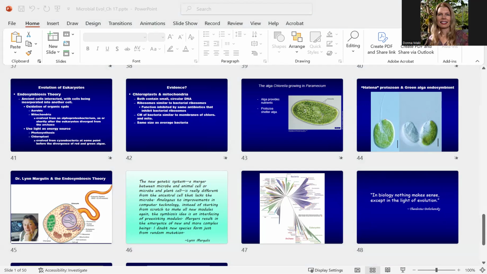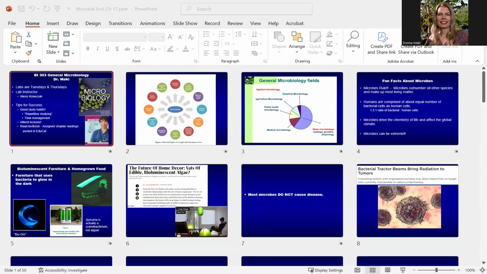Let me see if I can find it. So this phylogenetic tree. Here they're trying to show that the mitochondria were once free living. They were once free living bacteria that figured out how to use oxygen when most other bacteria were killed by oxygen. And then here you see the chloroplast. Again, trying to point out that these were once free living.